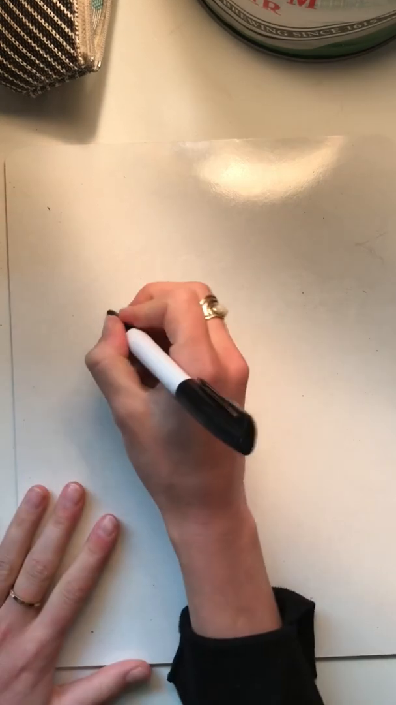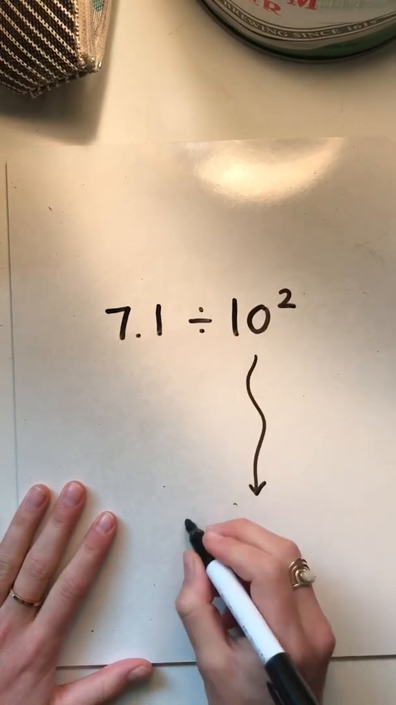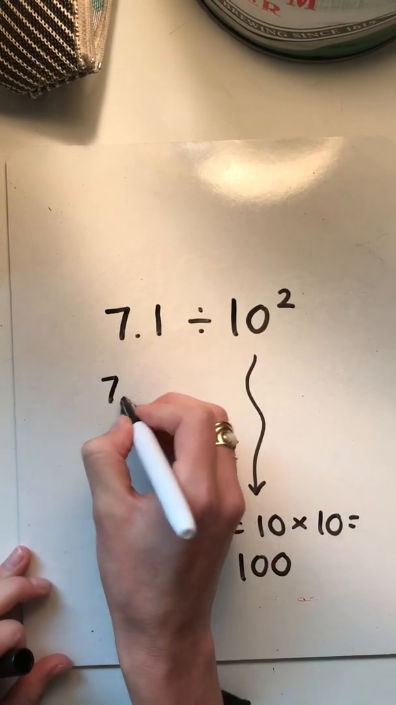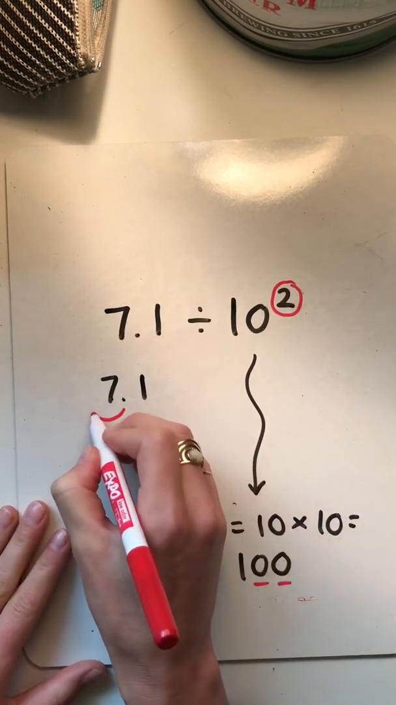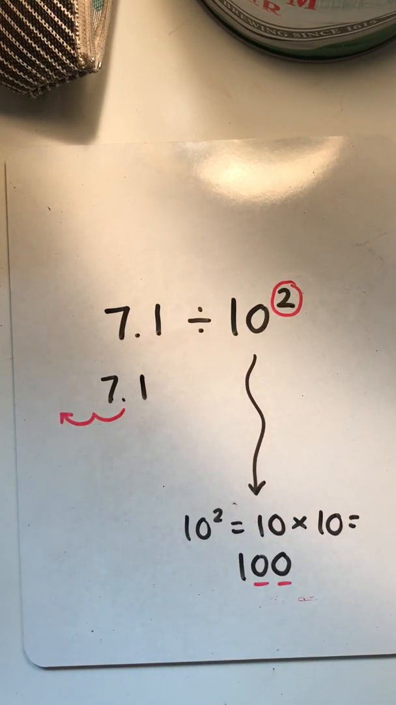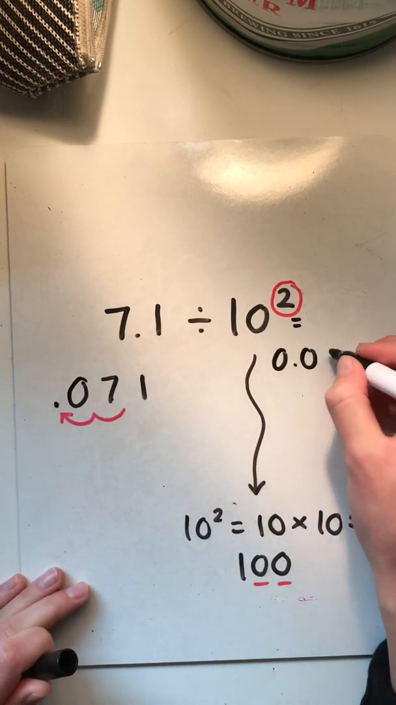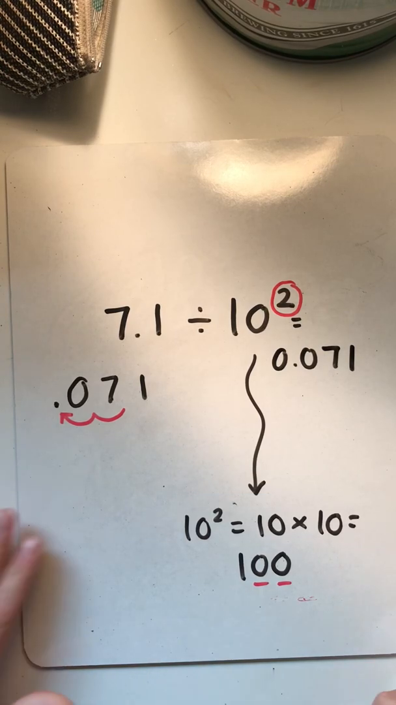Let's try it with another decimal, so 7.1 divided by 10 to the second. Same thing, 10 to the second equals 100. I see the 2 in my exponent. I'm going to move that decimal back 2 place values, which will give me, remember, in between the decimal and the number train, we put a 0, 0.071, or 71 thousandths.